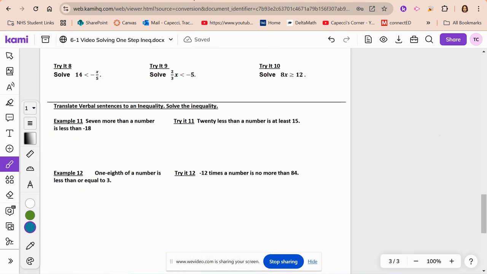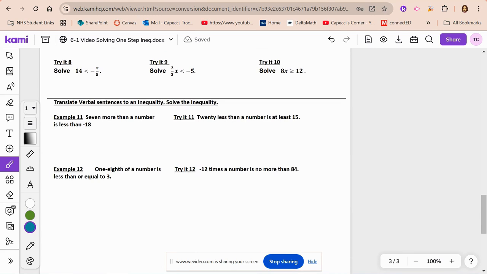All right, let's try a couple more. Again, I want to get the x by itself. So I can multiply both sides by negative 5. Negative 5 times 14 here gives me negative 70. Again, I'm going to change the direction of the sign because I multiply by a negative number. Or I can say x is less than negative 70.